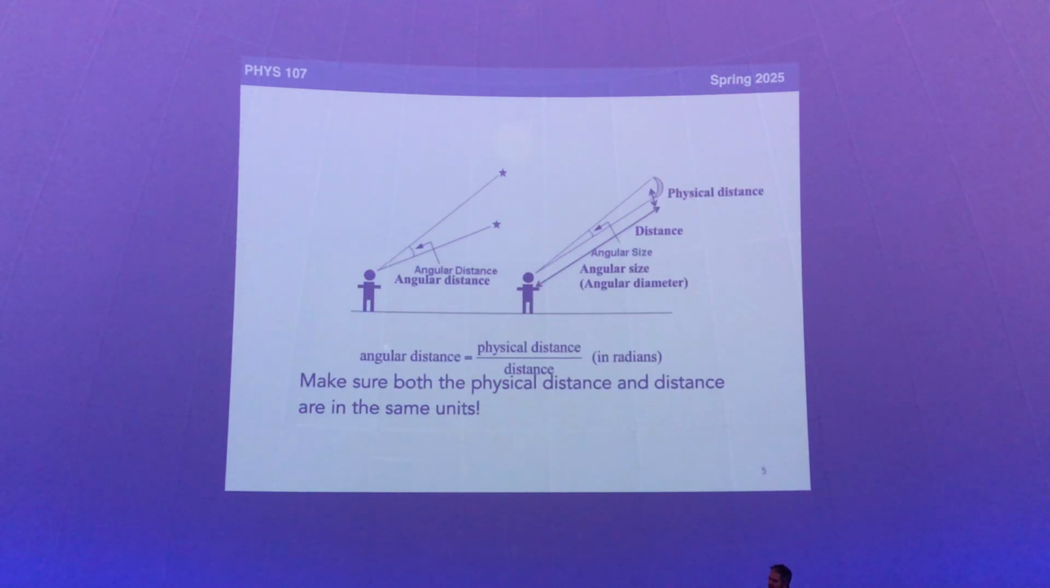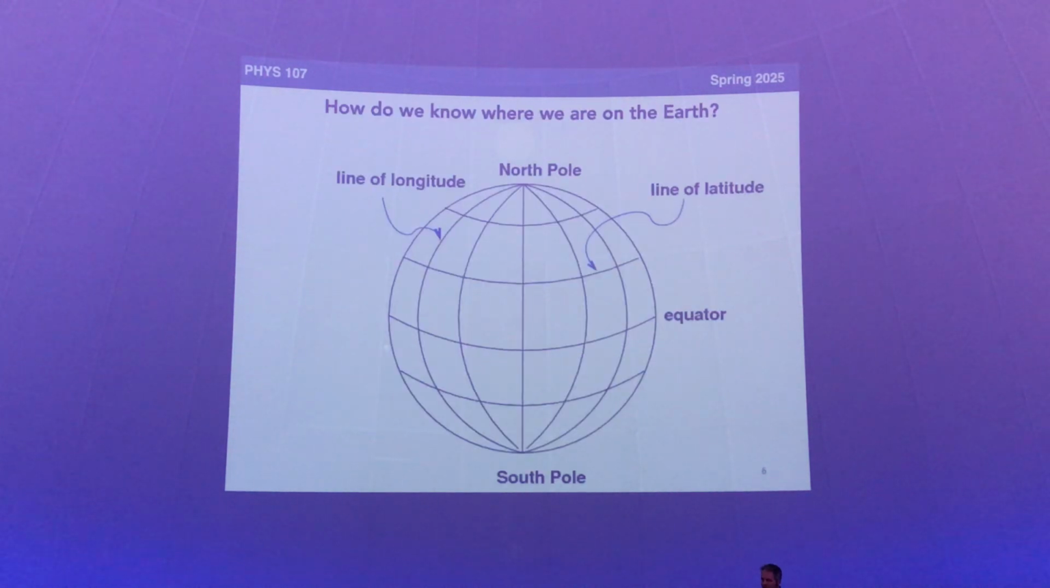And so the angular size is the physical size of the thing divided by the distance to the thing. And you have to make sure that those are in the same unit. So if I know, for example, that the moon is this many kilometers across in diameter, and it's this far away, I can figure out how big of an angle it is. Basically, small versus far away.